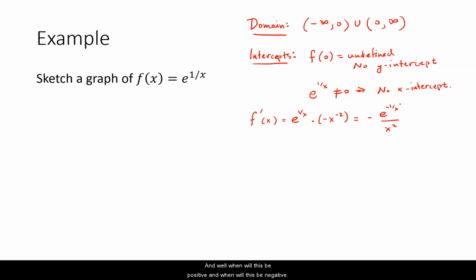And, well, when will this be positive and when will this be negative? What I notice is that because e to the 1 over x is always a positive value and x squared is always a positive value, this will always be negative for all x. So that means that f is always decreasing.